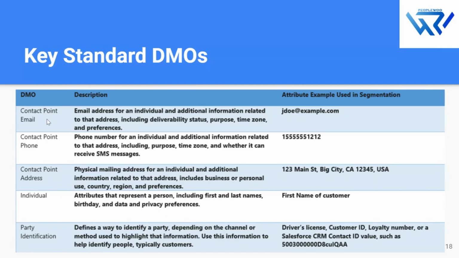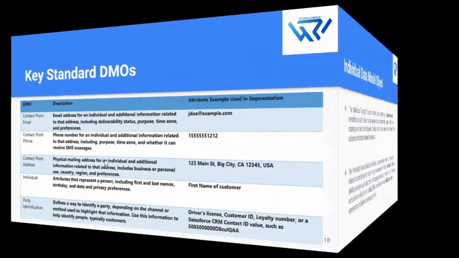To keep data organized, we have to map data with contact point email. If you have to bring data of a lead, which is a profile category, it will have an email address. It has to also be mapped with contact point email. So these are some basic key DMOs we have to map.